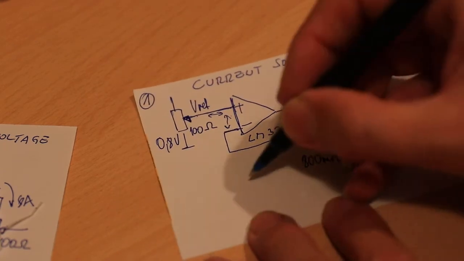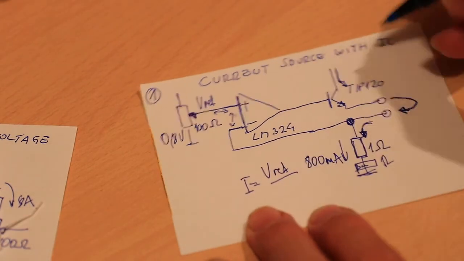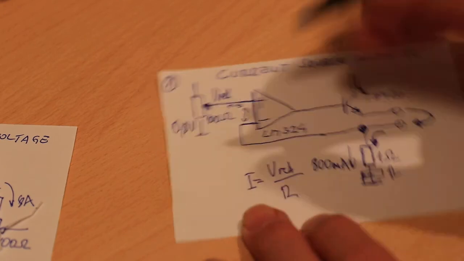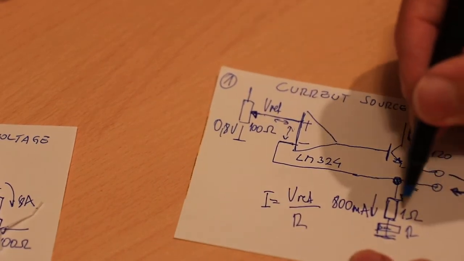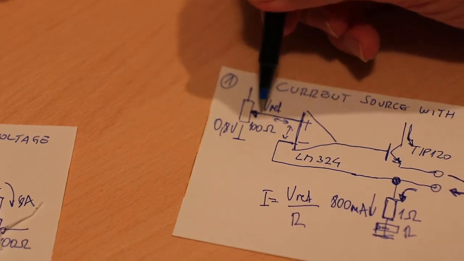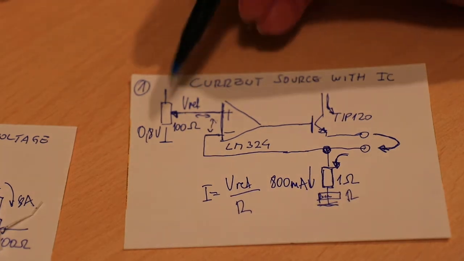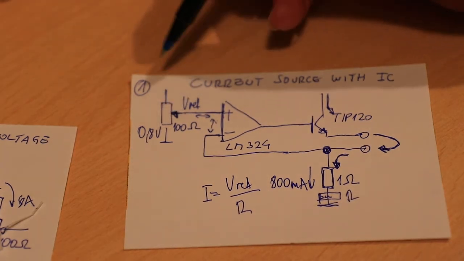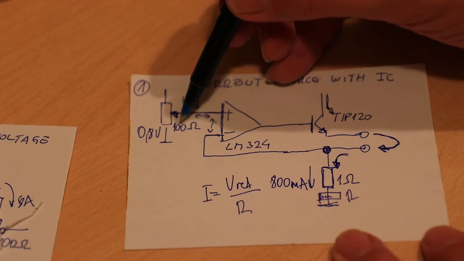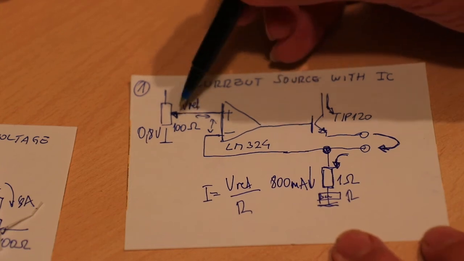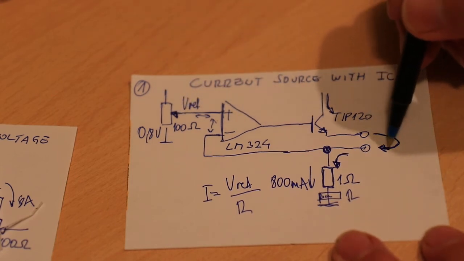So the current flowing is the reference voltage divided by the resistance, by Ohm's law. So if we have 1 ohm and 0.8 volt, we will have 800 milliamperes on output. Since we can regulate this voltage to 0, the range of regulation is 0 to 800 milliamperes. And this is the principle of operation.